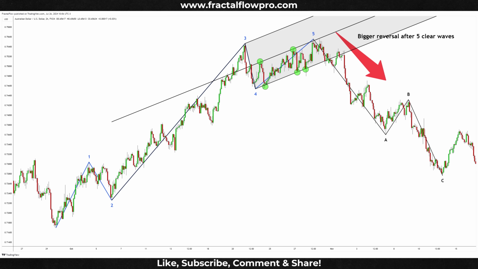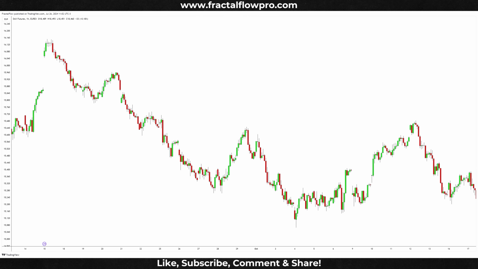Another example, now in a downtrend, is in the 1-hour chart of DAX futures. Notice the clear 5 waves to the downside, leading to a more significant reversal at the end. Notice also on a smaller degree, wave 5 is composed of very clear 5 waves. Another interesting thing about this wave 5 is that it is 36 candles long, which is close to the Fibonacci number 34.